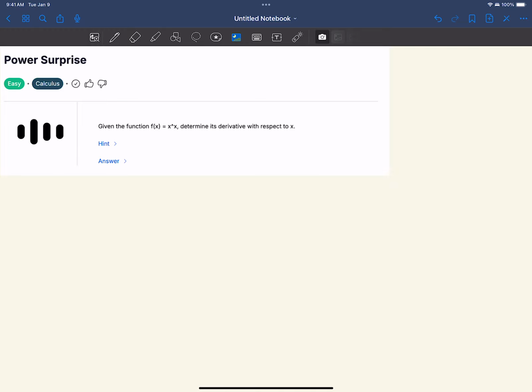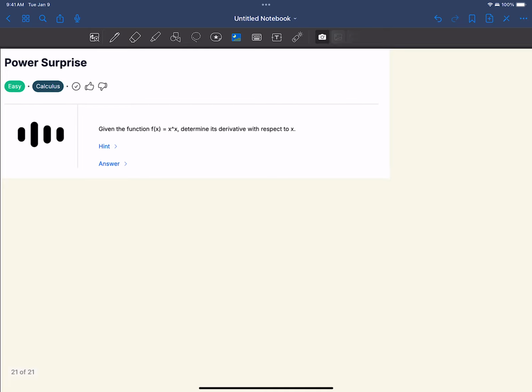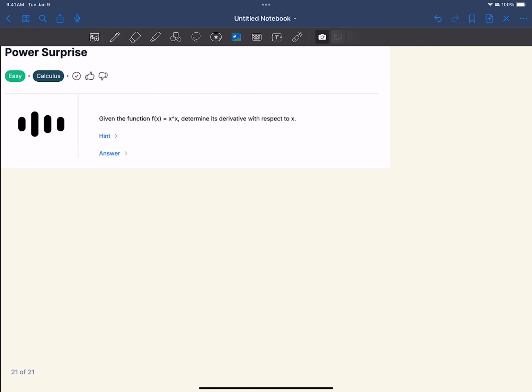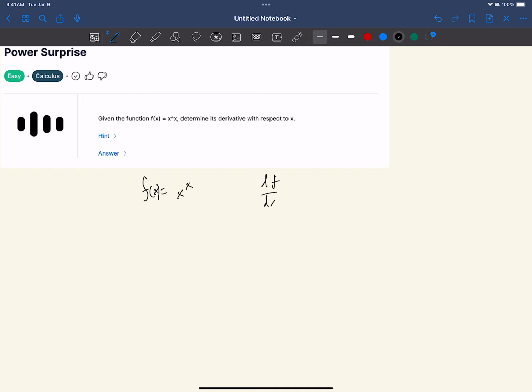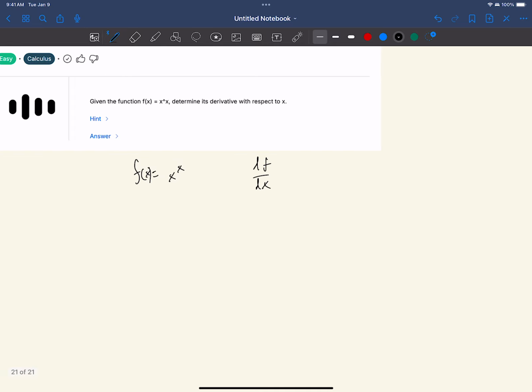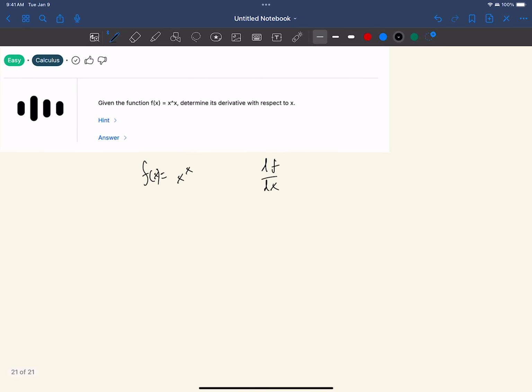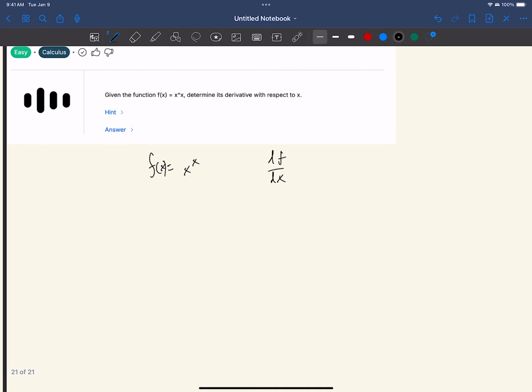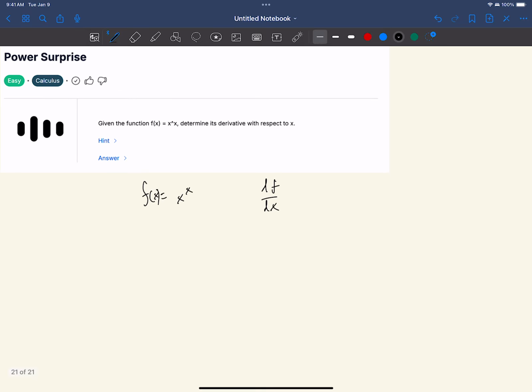So in this case, we have a function f, which we can write as x to the x, and we want to find df dx. So the derivative of x to the x with respect to x. This is a bit tricky because it's a power and both powers involve the variable that we are differentiating. So it's x to the power of x.